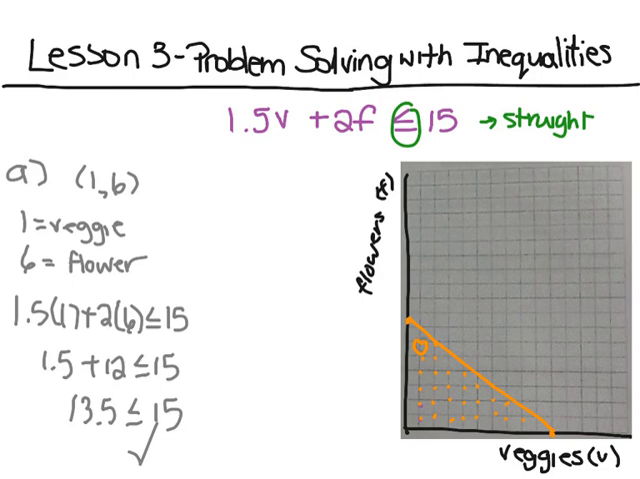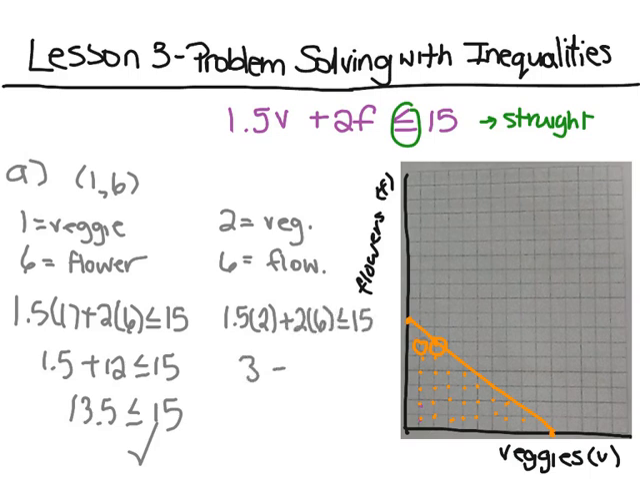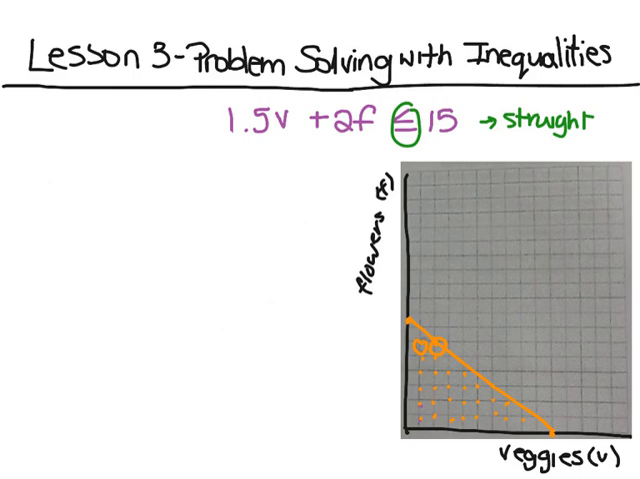If you chose another point, say 2, 6, right next to it, right here. So that would be 2 veggies and 6 flowers. So 1.5 times 2 plus 2 times 6 is less than or equal to 15. 3 plus 12 is less than or equal to 15. And we know 15 is equal to 15, so this also works. So any of those dots will count as an answer.